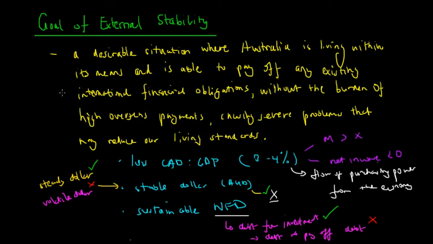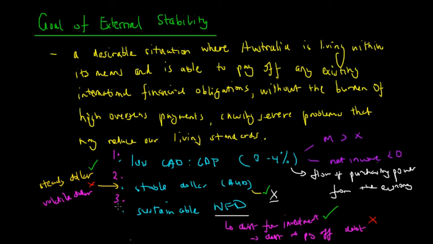So to recap, the goal of external stability is a desirable situation where Australia is living within its means and is able to pay off any existing financial obligations. This is usually characterized by 3 different pillars. 1, a low CAD to GDP ratio, possibly around 3 to 4%. 2, a stable dollar, so people can plan ahead and so our exports become more competitive. And lastly, a sustainable net foreign debt, so that we don't allow businesses and consumers to pile up debt, which represents an outflow of purchasing power from the economy if we have to use our incomes to pay off debt rather than to consume goods and services.